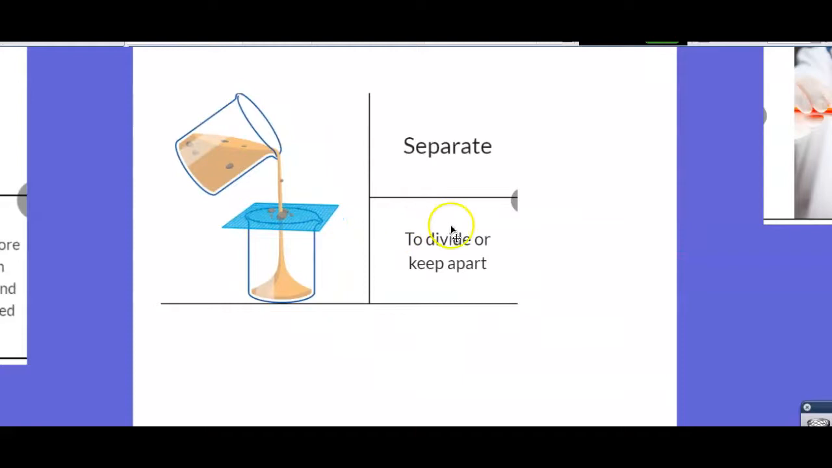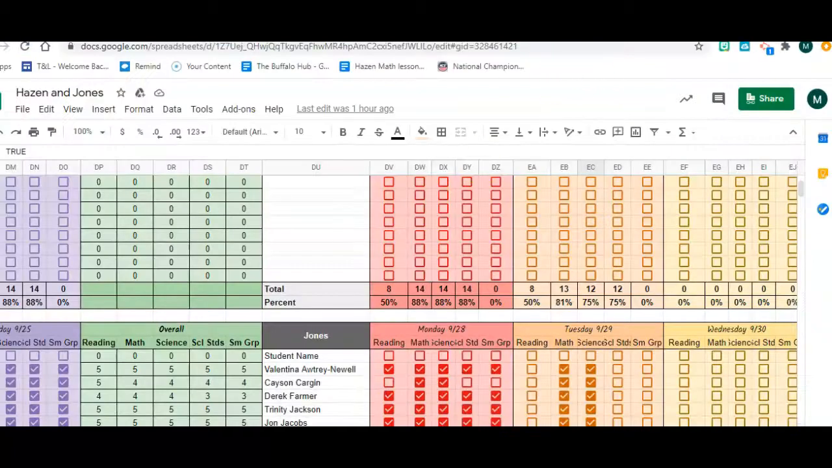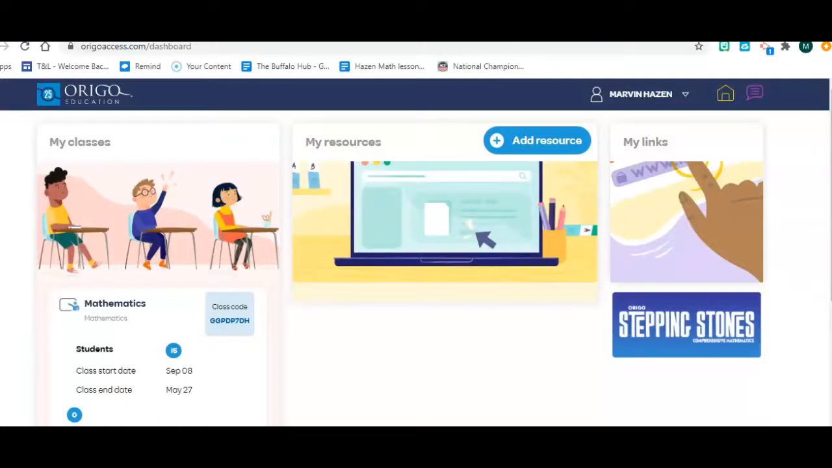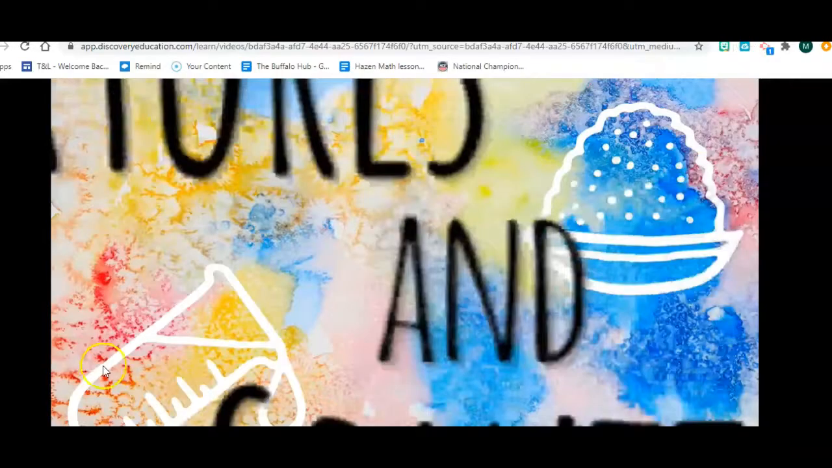Then we come over here and we did this one where it's separate, to divide or keep apart. So taking your mixture, if it's easy to take apart and separate, that would be a mixture, and it would be called a heterogeneous mixture. And what I mean by heterogeneous mixture is going to be explained in this video that I'm going to try to find quickly. Not there. This one right here.